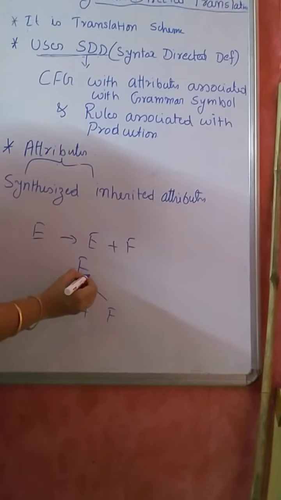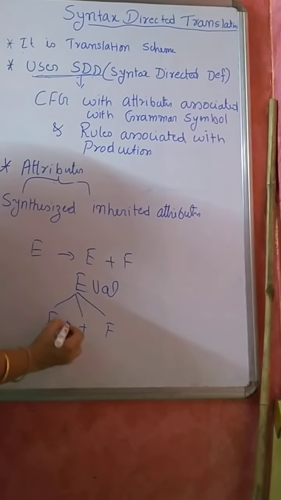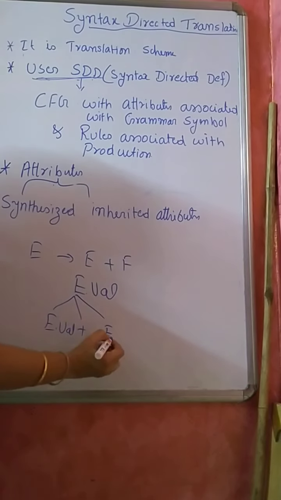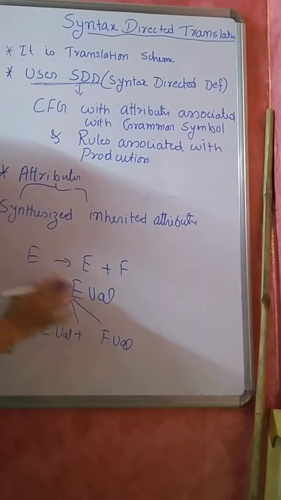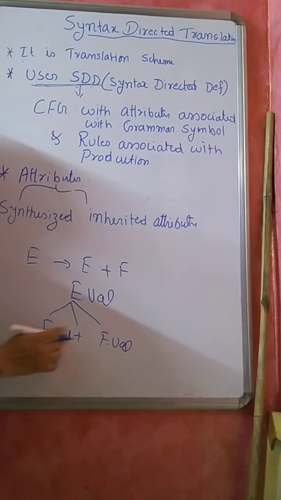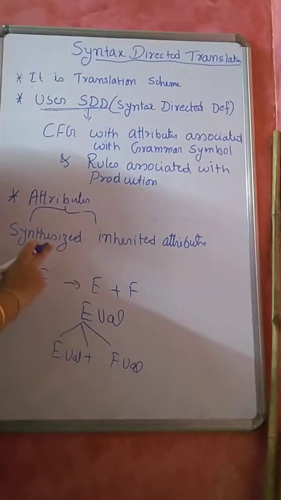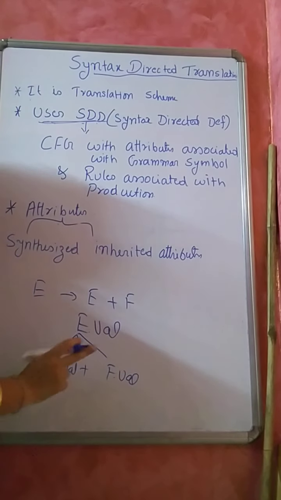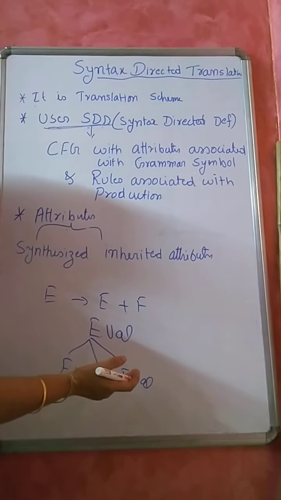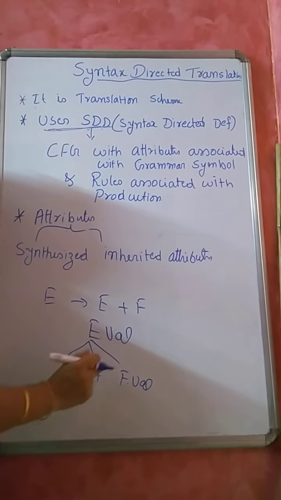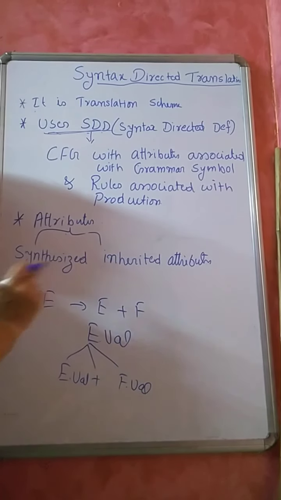How will the value of this E be determined? Only when I evaluate the value associated with this and the value associated with this can I evaluate the value associated with the head of the production. Such a type of attribute we call a synthesized attribute. Synthesized attributes are the attributes whose value will be evaluated by the values associated with its child nodes. That is called a synthesized attribute.